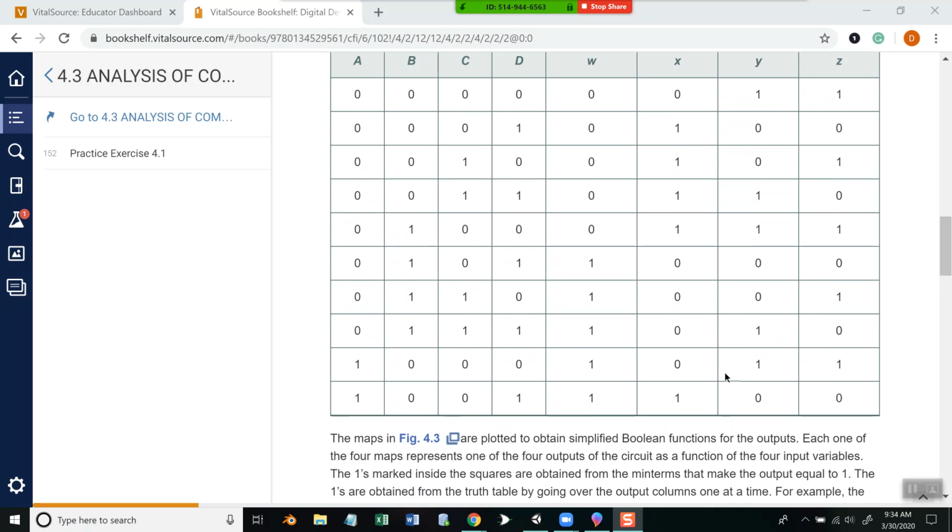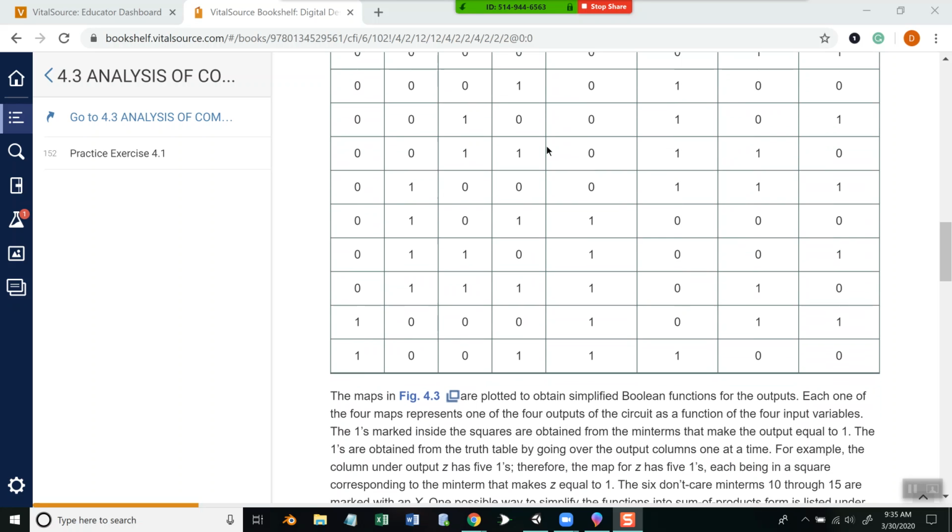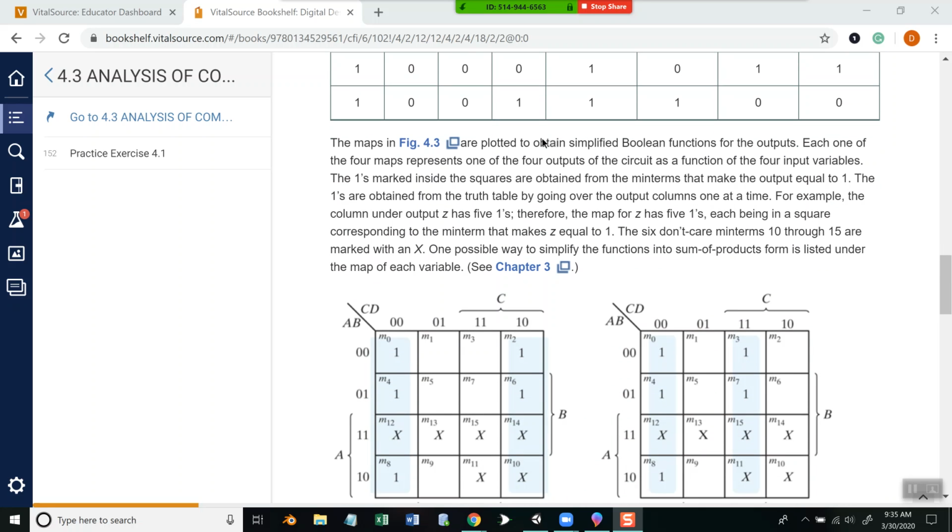Now, some of these I could see, and I could derive it. They indicate Z is equal to D prime, or not D. And you look at it, Z is 1010, D is 0101. As I keep going down, 1010, 0101, 1001, you can see that they're complements of each other. So pretty easy to tell.